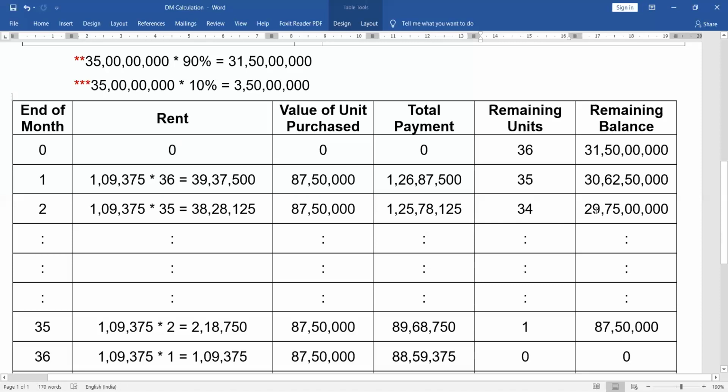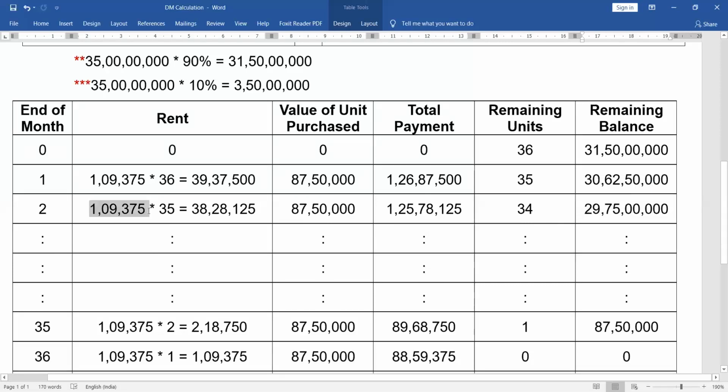Now the remaining balance will be: 87,50,000 will be deducted from 30 crores 62 lakh 50,000. So we will get 29 crore 75 lakh. Now this is the balance, and this process will continue for the third month.